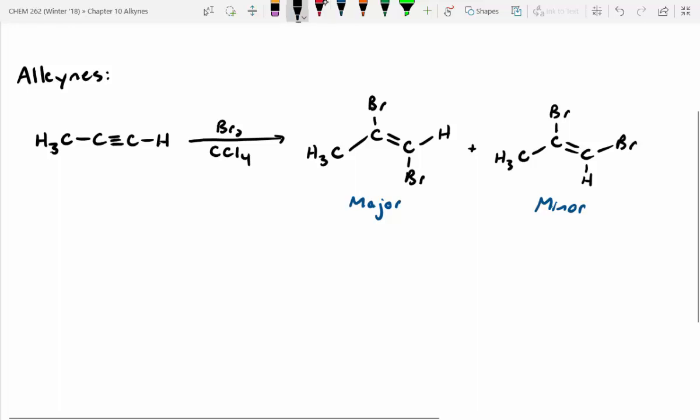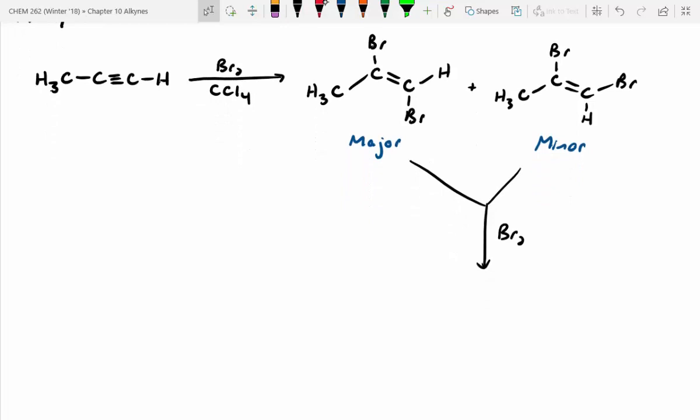All right, what do you think happens, though, if you treat either of these with a second equivalent of bromine? Same thing again, right? We've got an alkene. We can halogenate alkenes with bromine. So you get two bromines coming off this carbon, two bromines coming off the second carbon along with the hydrogen that was originally there. So you can over-halogenate it.